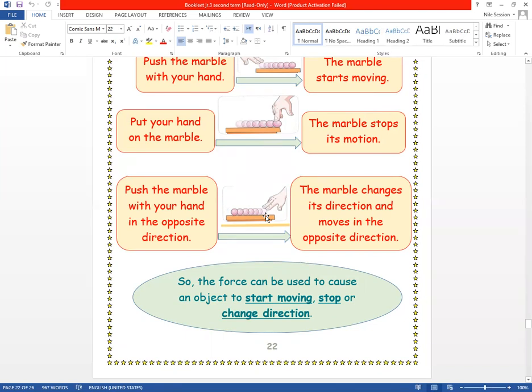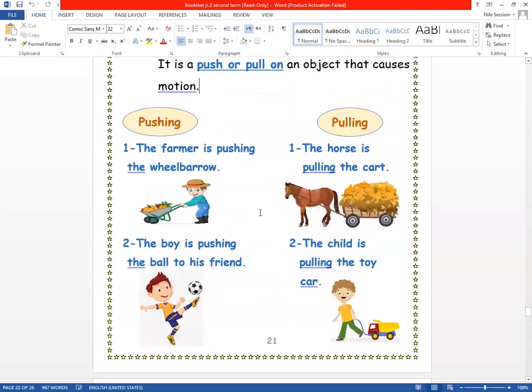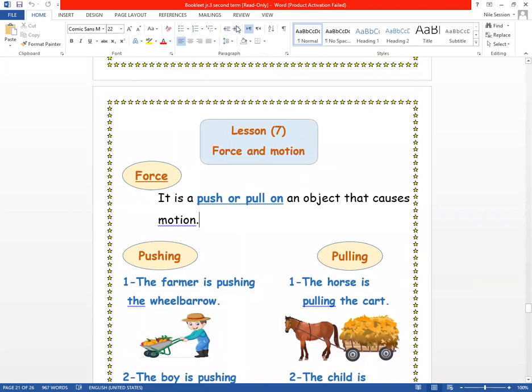So I can say the force, that means pushing or pulling, can be used to start moving, stop moving, or move in another direction. You understand, Junior 3? By the force, I can move the marble, start moving, or stop the marble. And also I can use it to change the direction. So pushing and pulling, or push and pull, are forces that cause motion. All of you understand this lesson? It's very easy, yes? Okay, now open the weekend sheet booklet to solve weekend sheet number 7.